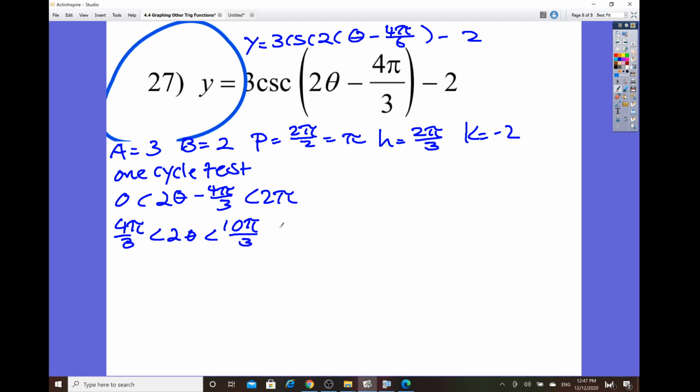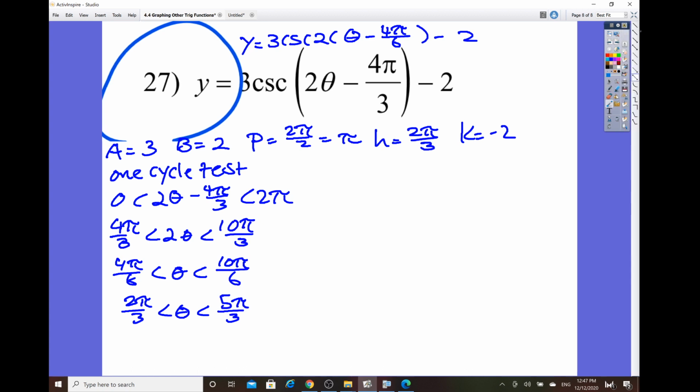And let's see what else. Multiply by 3. No, divided by 2. So divided by 2, we do have 4 pi over 6 less than theta less than 10 pi over 6. And then reduce. 2 pi over 3 is less than theta, which is less than 5 pi over 3. Okay, so we need the x-axis and the y-axis once again. Back to the solid line here. Okay, so 2 pi over 3, 5 pi over 3.